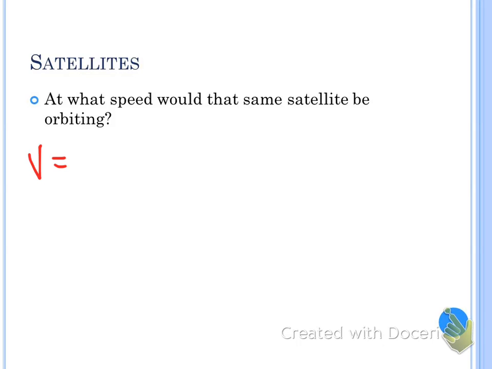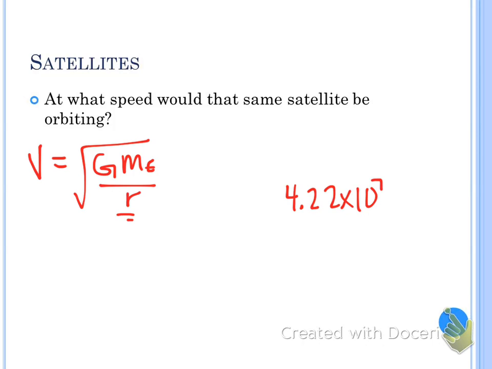So the equation for velocity is not 2 pi, just square root of G M_E over r, right? So this radius has to be that 4.22 times 10 to the 7th. I wrote it out all the way on the previous problem, so you can write it out all the way if you want to. That's fine.